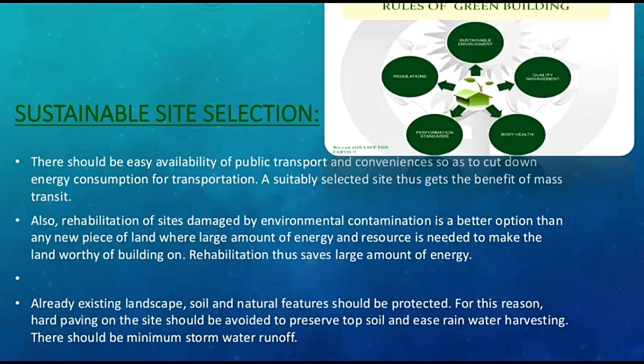The sustainable site selection. There should be easy availability of public transport and conveniences so as to cut down energy consumption for transportation. A suitably selected site thus gets the benefit of mass transit. Also, rehabilitation of sites damaged by environmental contamination is a better option than any new piece of land where a large amount of energy resources is needed to make the land worthy of building on. Rehabilitation thus saves a large amount of energy.